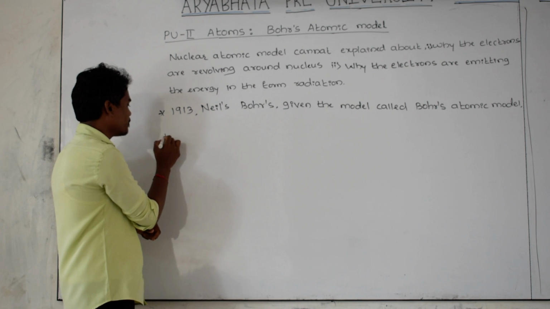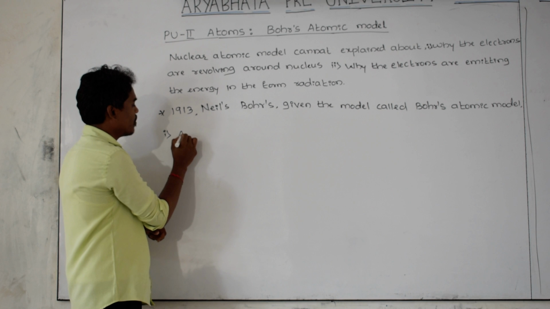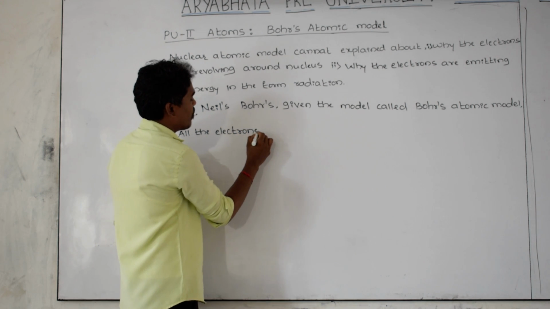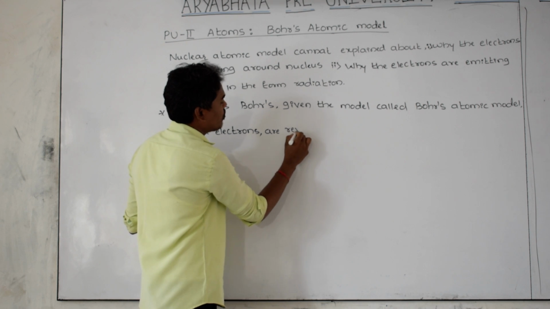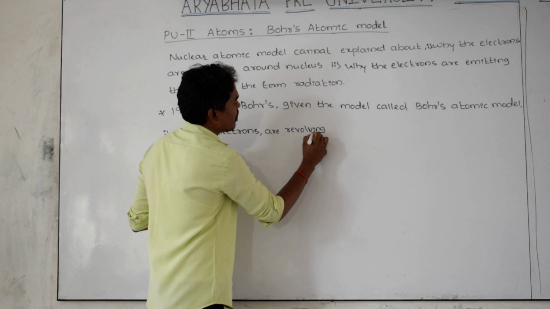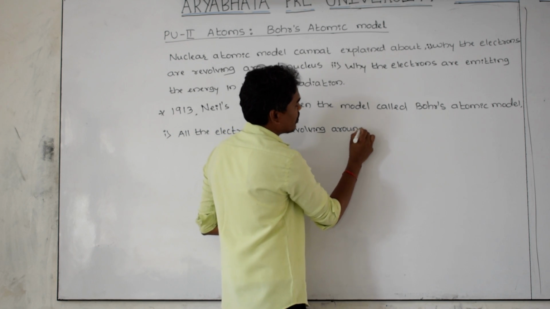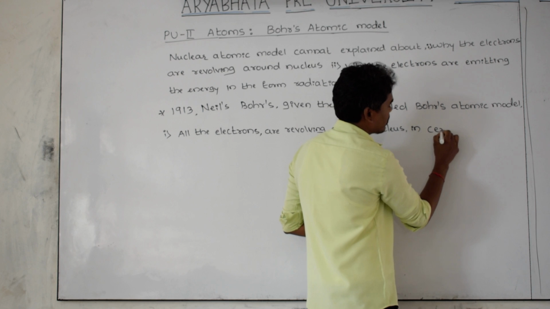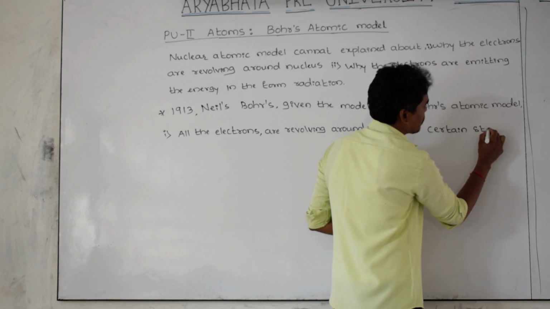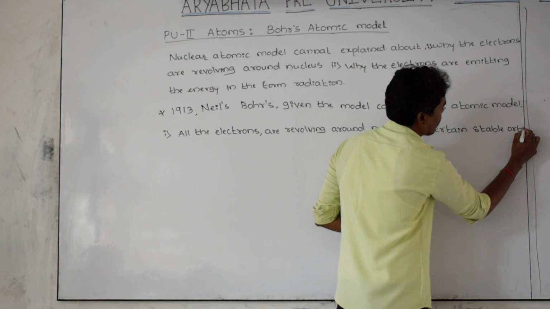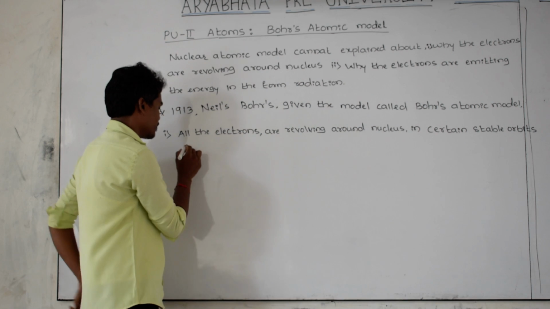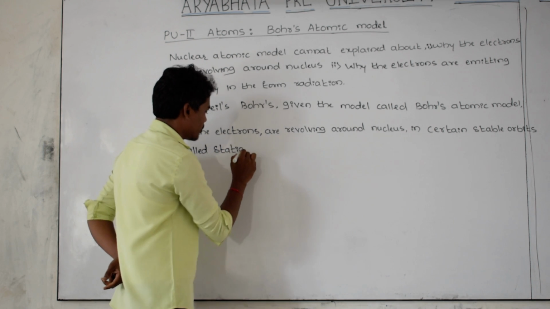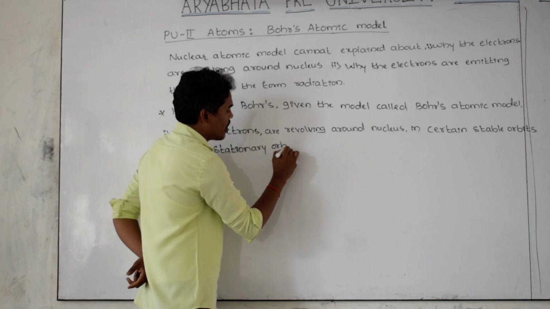What is the first postulate? All the electrons are revolving around the nucleus in certain stable orbits called stationary orbits, or definite orbits. Stationary orbits or stationary energy shells.